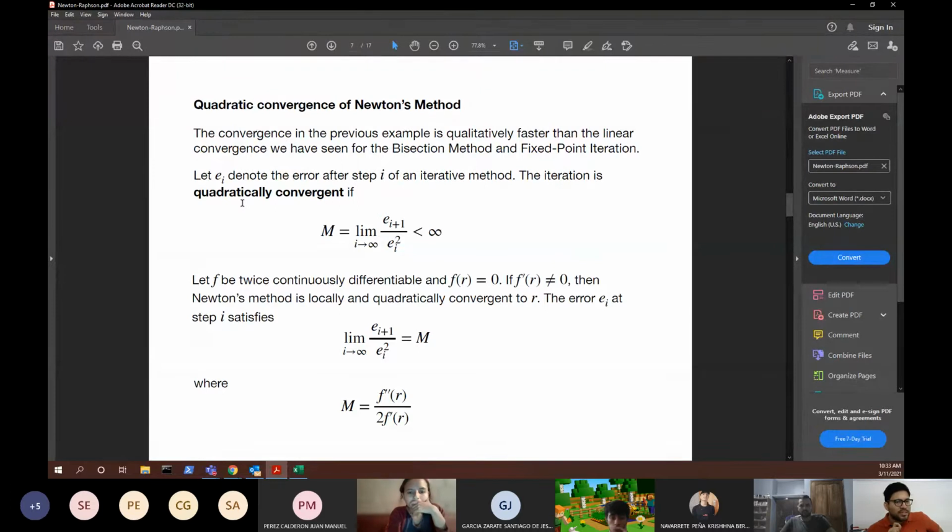So if we actually want to prove this, we have to do it just by saying that the error, in this case, after the step I or the iteration I, the iteration is actually quadratically convergent if M is equal to the limit of the future error divided by the current error to the power 2. And this, of course, has to be less than infinite. So here, this M value is actually equivalent to what we call S.